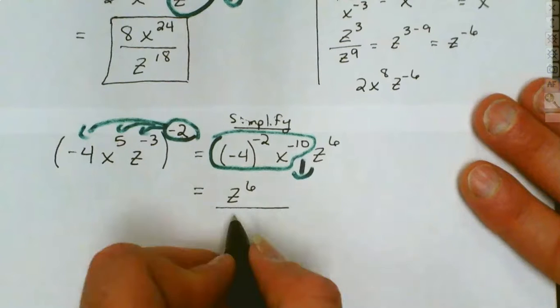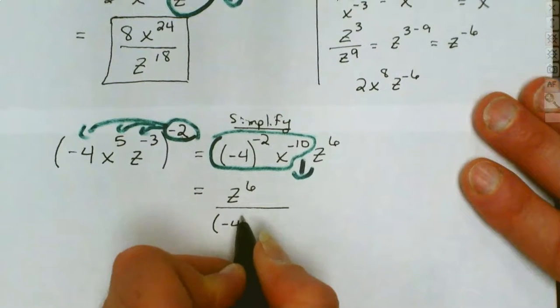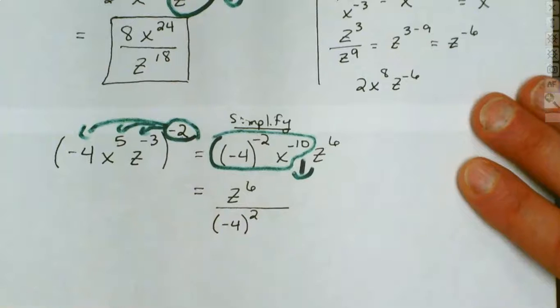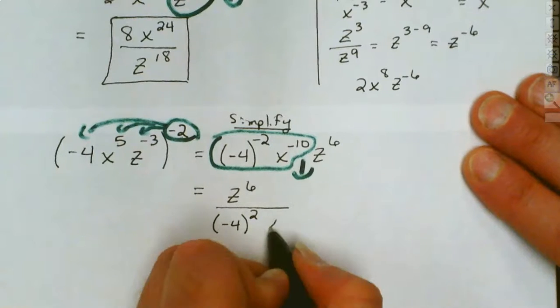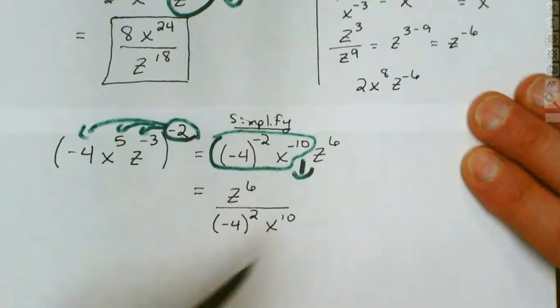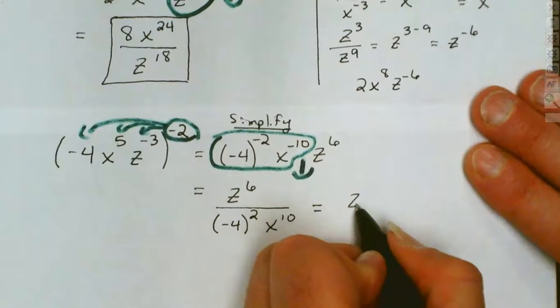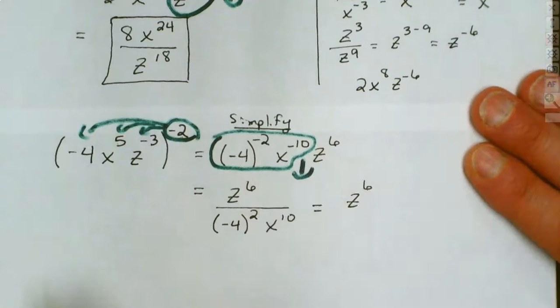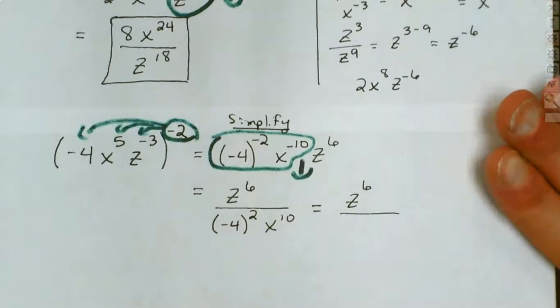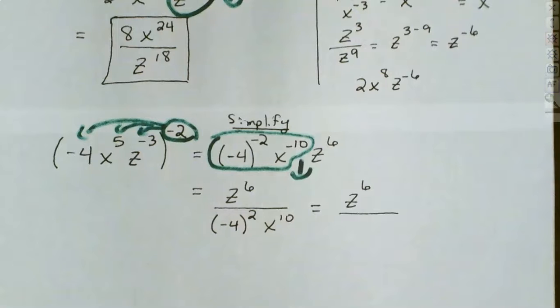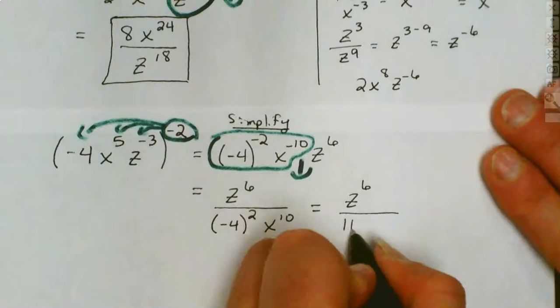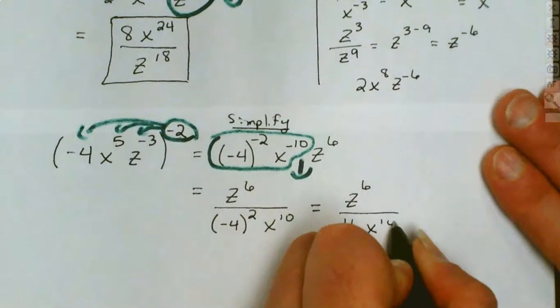What's going to go down below? Well, what is down below? We have a negative 4 squared, because the exponents change when they come down. Z to the 10th. We've got one more step here. What about that negative 4 squared? Do you think that's going to be a positive 16 or a negative 16? Which one? Positive. Why? Because you've got the parentheses, and that 2 is an even number. So that would come out then as a 16x to the 10th.